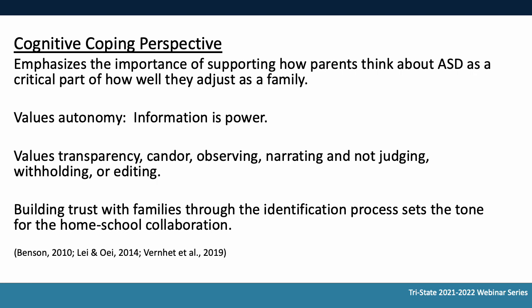So let's look at the coping perspective. This is a set of theories that has to do with the importance of supporting how somebody thinks about a condition in order to cope with it well and adjust to it and move towards really thriving. So a cognitive coping perspective would suggest that how a parent thinks about autism is going to have a lot to do with how actively they seek intervention, or alternatively, how helpless they may feel and how it may be difficult to seek help or collaborate with providers.